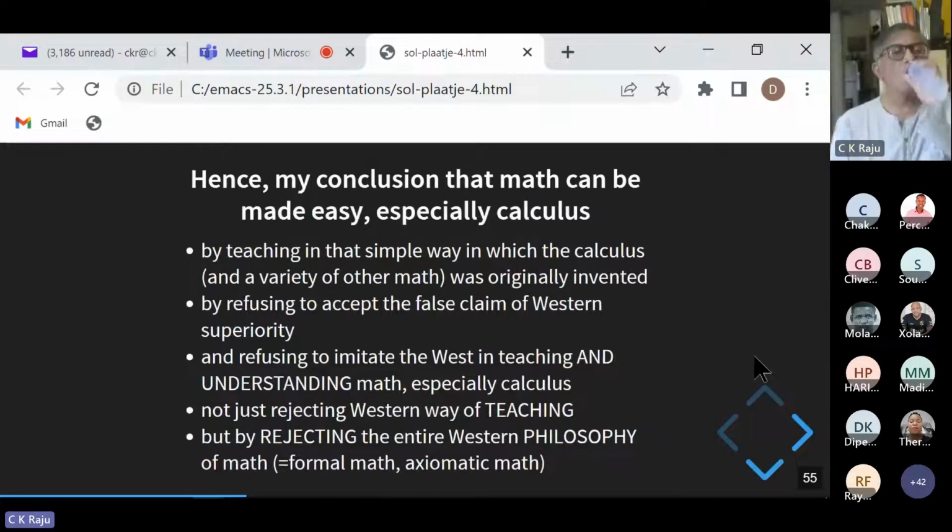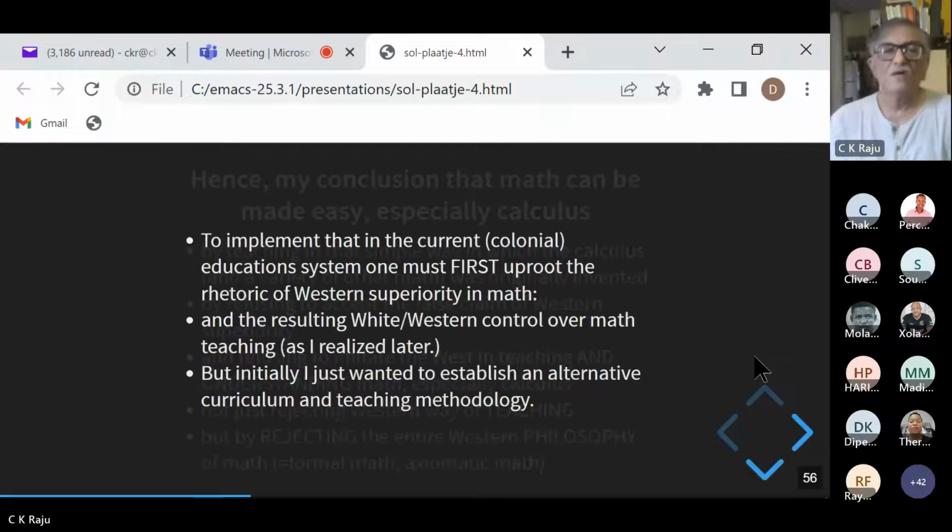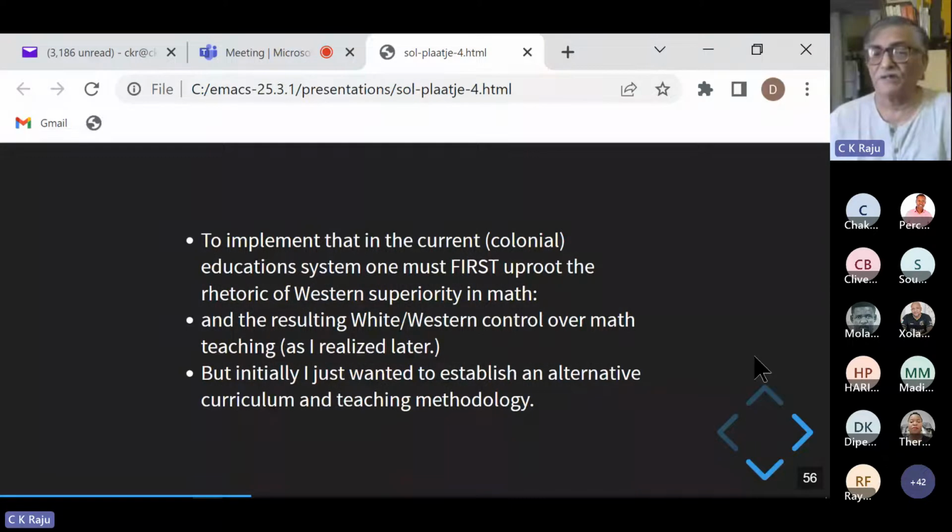And therefore, I said, I'm not going to imitate the West. Let us try it. And I'm not just talking about teaching. I'm talking about the entire Western philosophy of math, which is formal math and axiomatic math. I'm saying reject it entirely, not just real numbers; calculus is just one example. I'm saying reject the entire philosophy because it does nothing except give power to the West and add difficulties, add metaphysics, which has no practical value. So to implement that, you have to disprove the rhetoric of Western superiority in math, because unless you do that, you can't change anything. But I realized that later. Initially, I just wanted to establish an alternative curriculum and a teaching method.